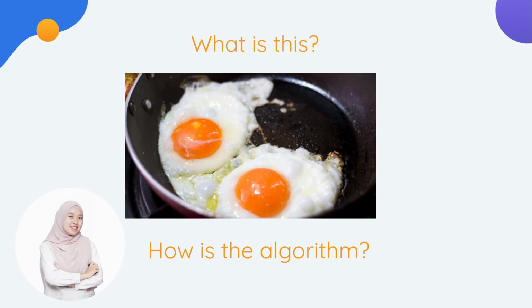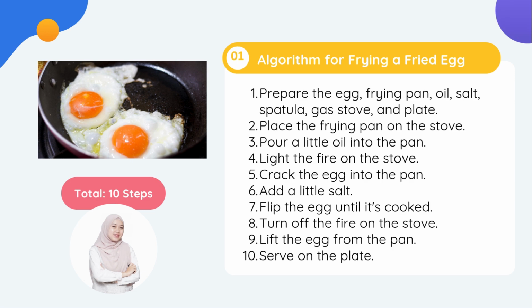Let's look at a real-life example, frying an egg. If you think about it, this activity also uses an algorithm. You prepare the ingredients, heat the pan, crack the egg, add seasoning, cook it, and finally serve it. If any of these steps are skipped or performed in the wrong order, the result will not be the same.